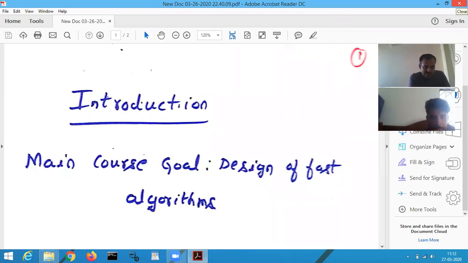Okay, today we will introduce the actual syllabus, that is the design and analysis of algorithms.